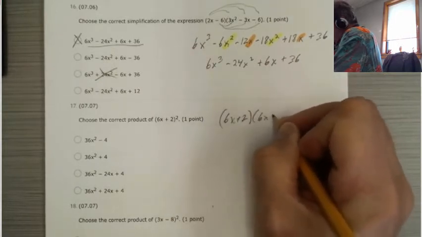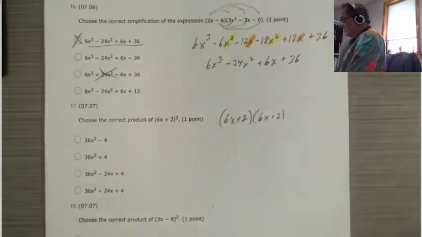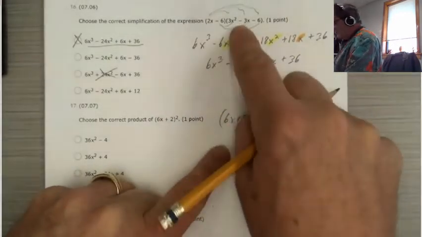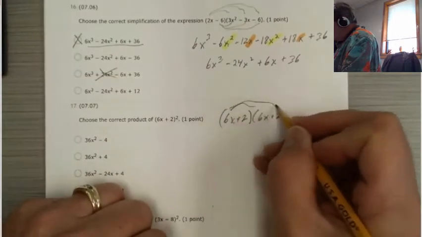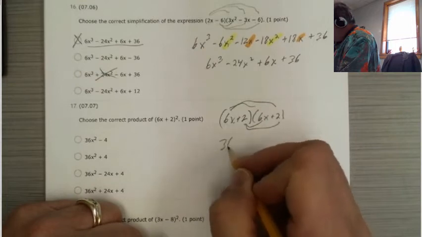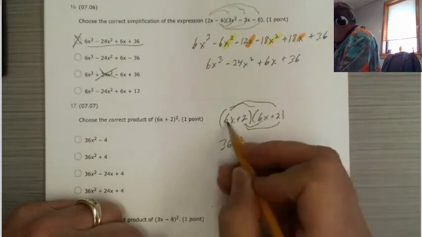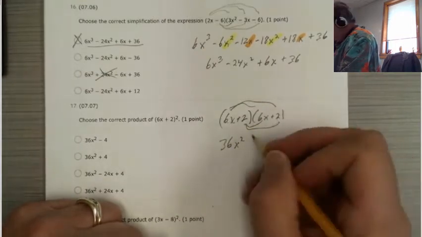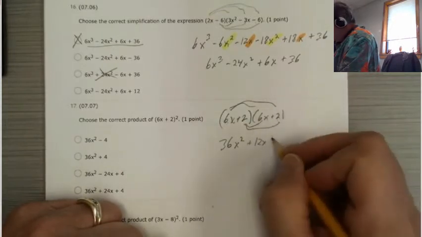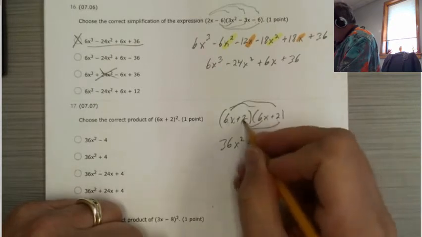itself one time. So we should rewrite that. Oh. So now it looks kind of like these problems where we just have to distribute, right? We'll distribute both of those. 6x times 6x is 36x squared. And then the 6x times 2 is 12x. And then 2 times 6x is 12x. And then 2 times 2 is 4.